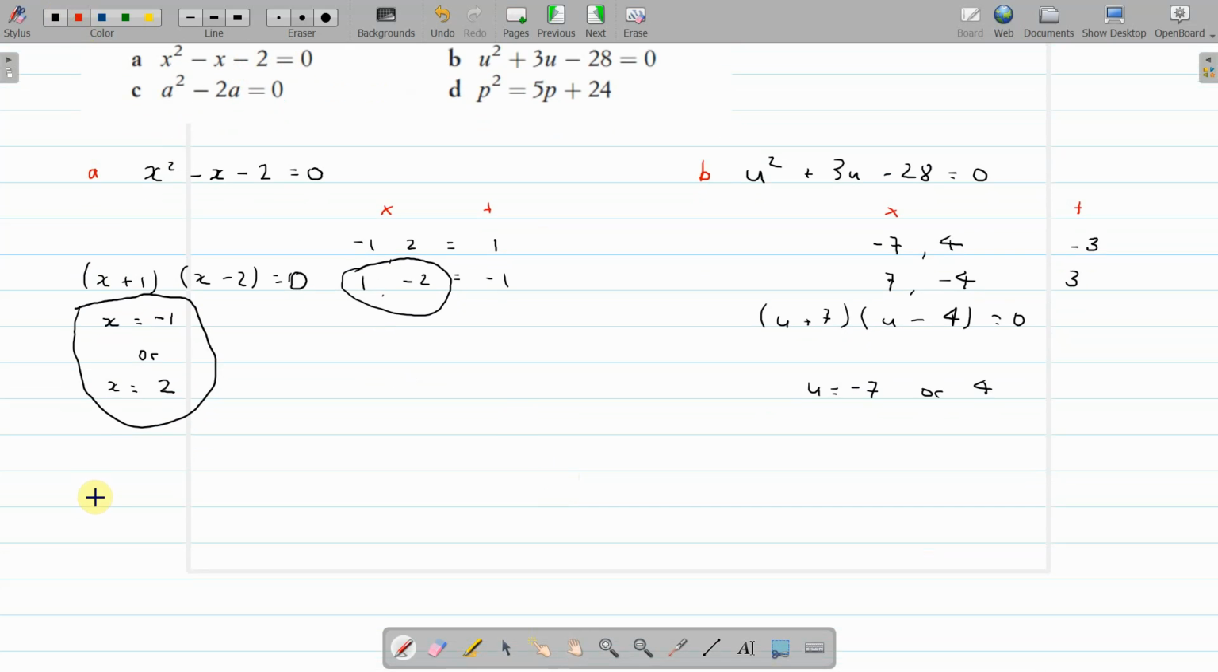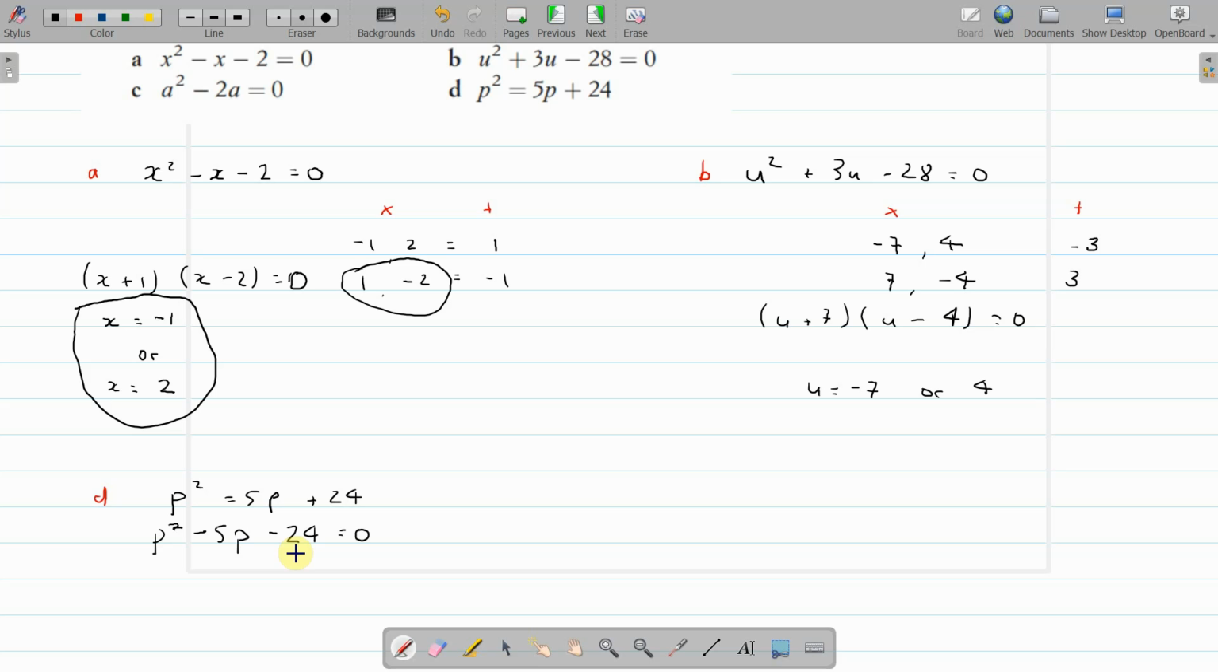Let's go, part D. This one we're going to rearrange because it's not in the form that we want, where something equals 0. So I'll just put it here first. 5p plus 24. So we're going to have to move everything back over. I'm going to take the 5p over here, and then take the 24 over here, minus 24 equals 0. So we've got p squared minus 5p minus 24 equals 0.